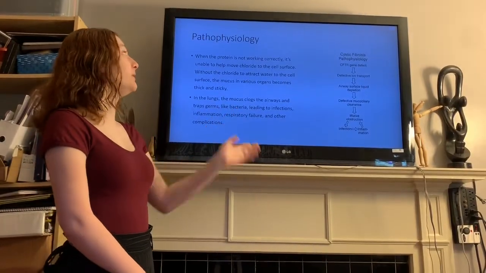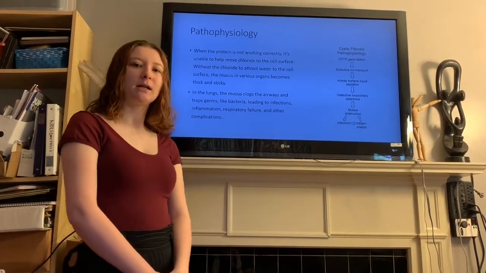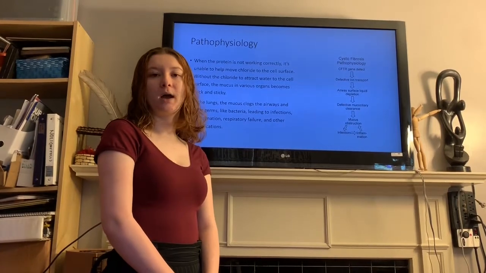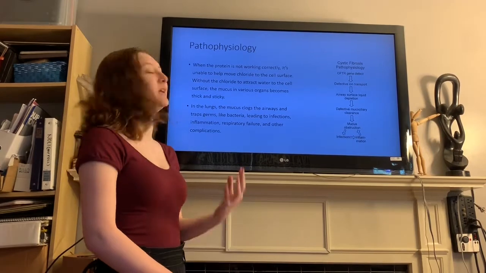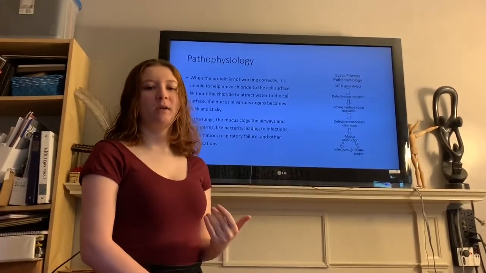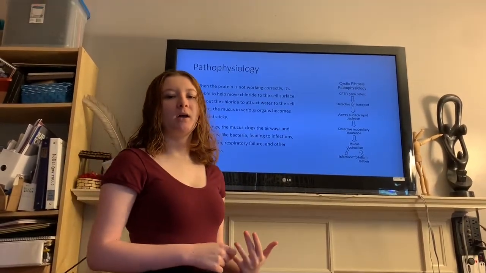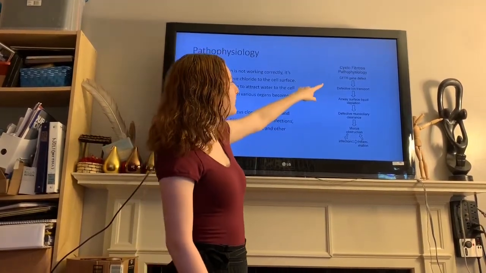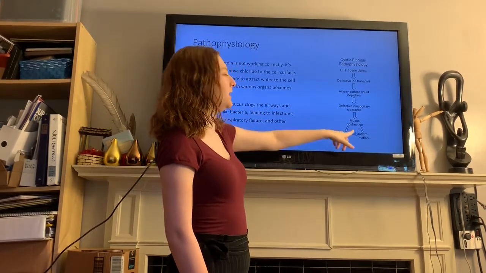This is the pathophysiology of cystic fibrosis. So when a protein's not working correctly, it's unable to help move chloride to the cell surface, and without the chloride to attract water to the cell surface, the mucus in various organs becomes thick and sticky. In the lungs, the mucus clogs the airways and traps germs like bacteria, leading to infections, inflammation, respiratory failure, and other complications. Here is a chart of cystic fibrosis pathophysiology, and as you can see, it will lead to mucus obstruction, infection, and inflammation.